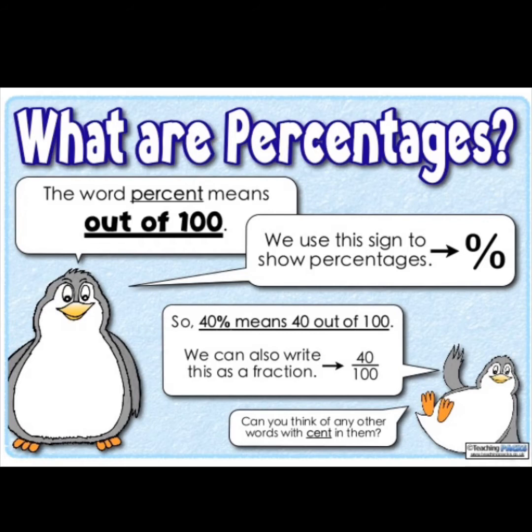So the word percent means out of 100, literally. In French, cent means 100, doesn't it? So we use this sign to show percentages. And so if you got, well, this example gives you 40%, that means you got 40 out of 100.